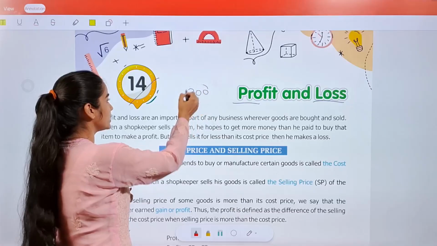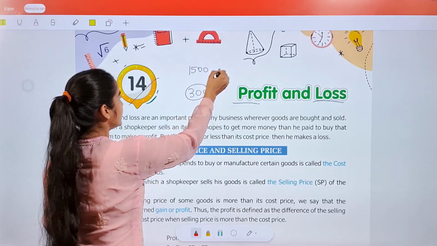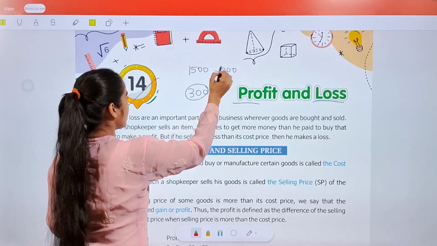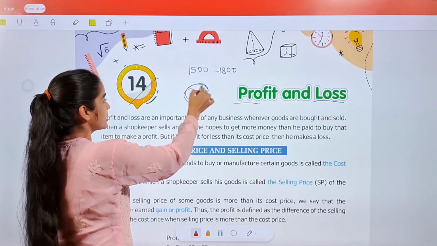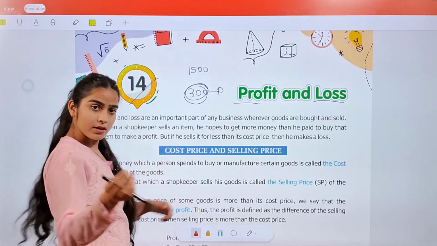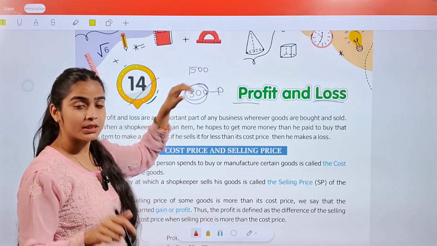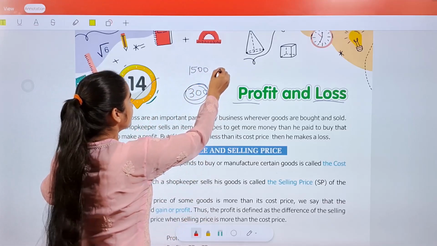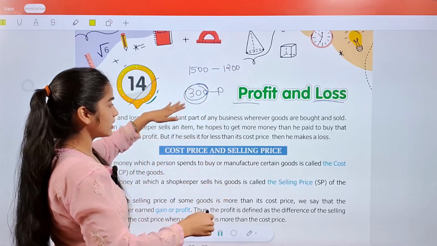How I calculate: my cycle cost is 1500 and I resell it at the price of 1800, and when I subtract 1500 from 1800, it means 300 is my profit. Now, I also purchase my bicycle for 1500, but this time I resell it for 1200. So it means this 300 is my loss.